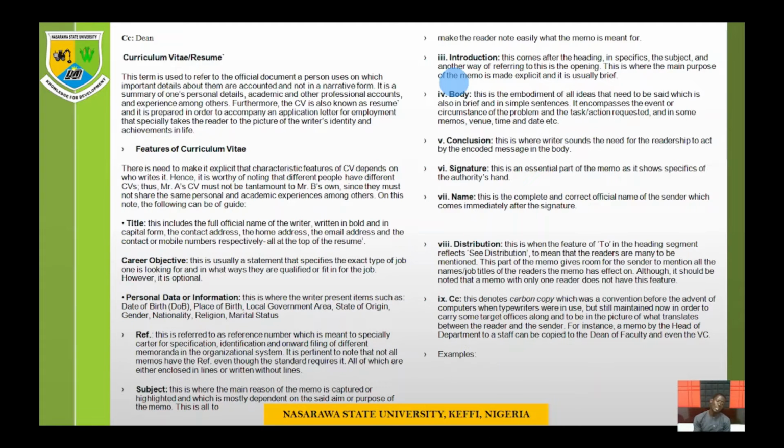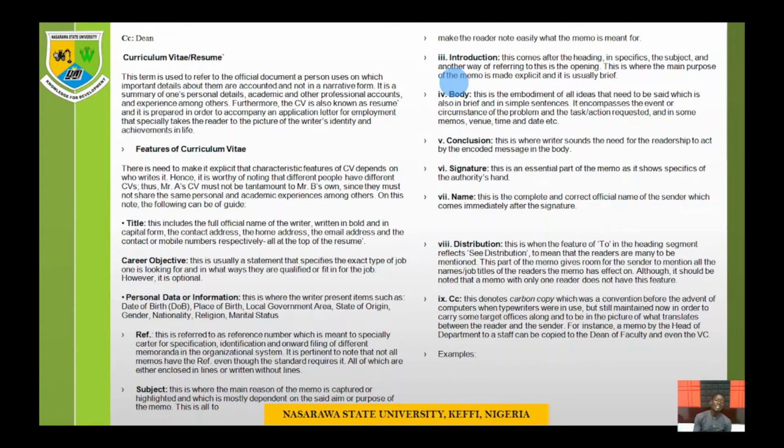Then the next one is career objective. Though not everybody uses it, it is optional. If you like, you put it. If you don't like, you don't put it. This is usually a statement that specifies the exact type of job one is looking for and in what ways they are qualified or fit for the job. However, it is optional, as I've already mentioned.